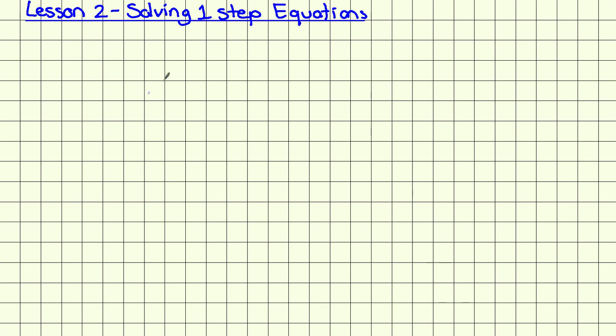Okay, so here's lesson 2 for solving equations. What I'm going to do is quickly recap what we did in lesson 1. So we had questions like x plus 3 equals 10. We still had an equation because I've got an equal sign.